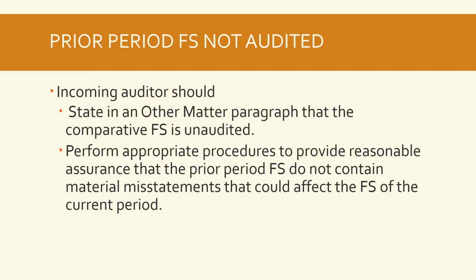Now, what if the prior period FS is not audited at all? Okay, and it is presented together with the current period which you are auditing or which you have audited. Then the incoming auditor should again use an other matter paragraph to state that the comparative financial statements are unaudited. Now, take note, even when we have highlighted the fact that the prior period is unaudited, this does not relieve us of our responsibility to perform an audit of beginning balances.